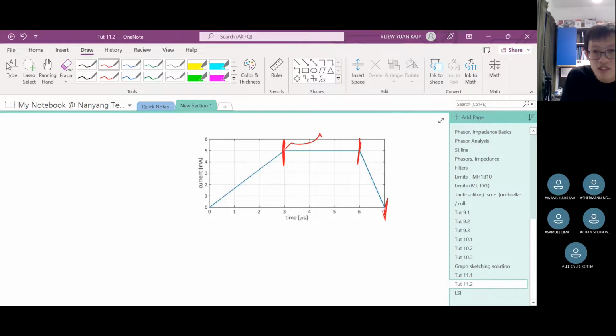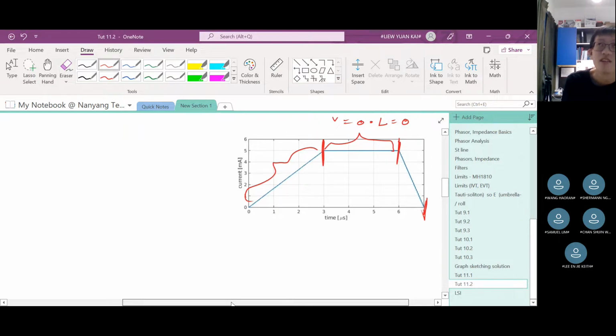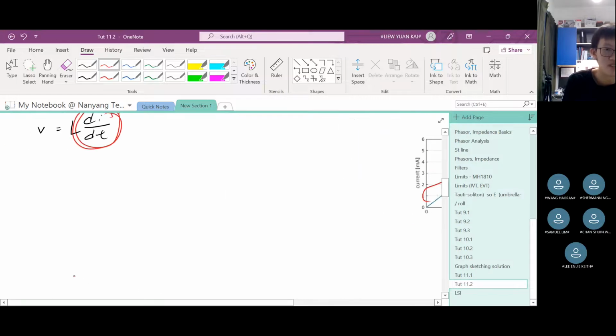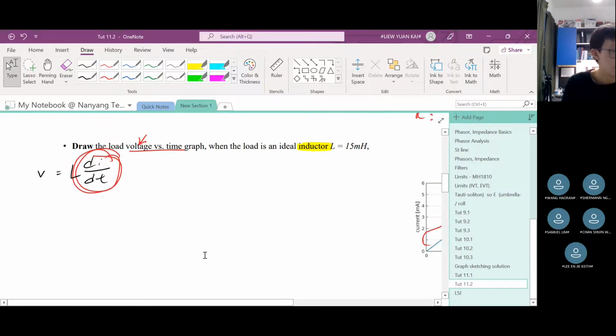Okay, this horizontal line, automatically I know the slope is 0, right? A flat line has no inclination, so the gradient is 0. So 0 times the inductance will still be 0. So that means the voltage value here is 0. Okay, what about this? We need to find the gradients. We need to find the di/dt. So this is a straight line. We can just simply use y2 minus y1 over x2 minus x1, right? Rise over run.